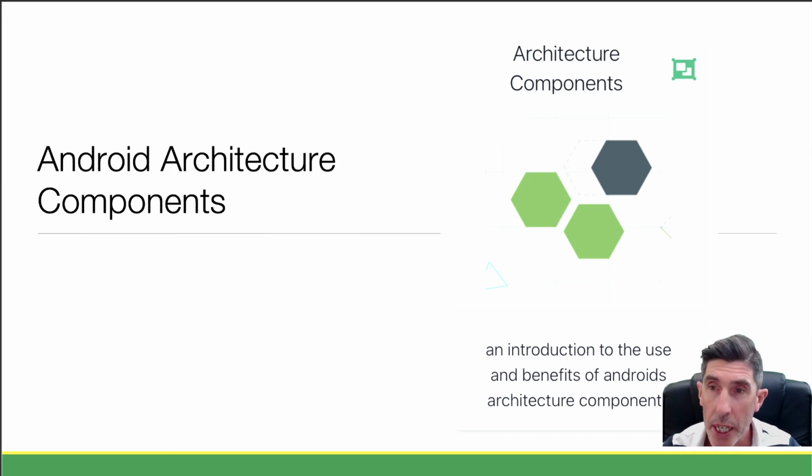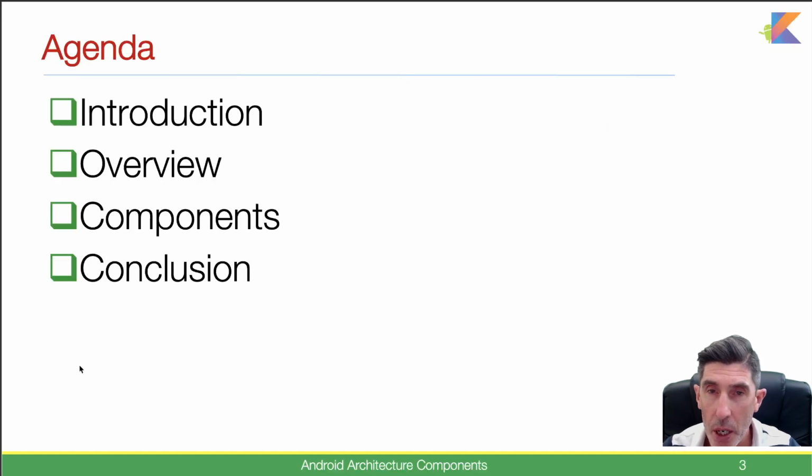Hello everyone, and welcome to the next topic I want to look at within the overall section, which is Android architecture components. Okay, so again, the agenda, the way I'll break it down is as follows. We'll have a quick introduction, again, just to put things in context for you. We'll have a general overview of the architecture components, and then I will briefly look at each component individually, okay? And then we'll just have a quick conclusion again, okay?